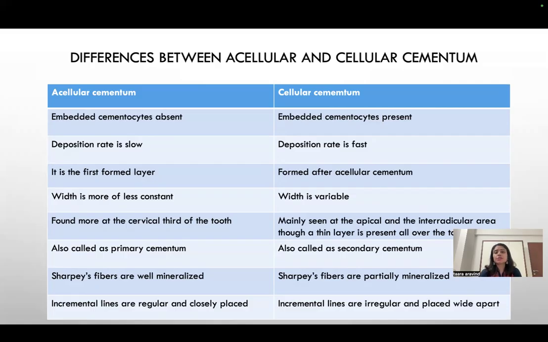Whereas in cellular cementum, cementocytes are present. Deposition rate is fast. Formed after acellular cementum, mainly seen at the apical and interradicular and also at the furcation areas, also known as secondary cementum. Incremental lines are irregular and placed wide apart.